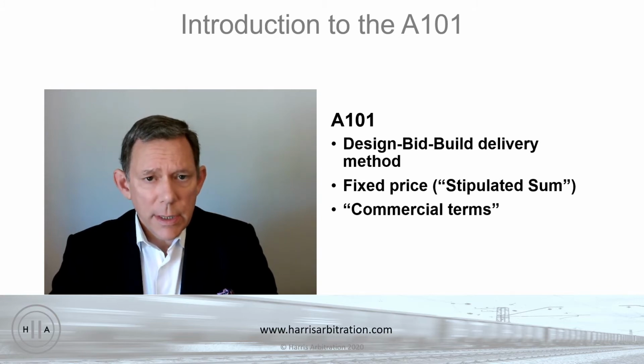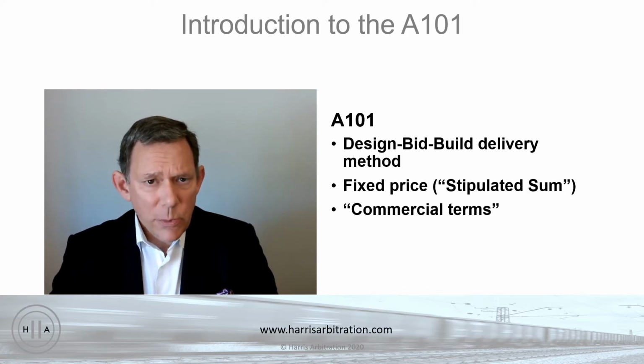The A101 is the basic form where the project delivery method is design, bid, build. And within that, it calls for a stipulated sum or a fixed price. This is where the contractor agrees to do the work for X amount of dollars. So it's a fixed price as opposed to, say, a cost plus arrangement where the contractor simply bills the owner its actual incurred cost plus a percentage that's agreed upon in the contract to account for overhead and profit. So this is not a cost plus contract form, this is a fixed price contract form.